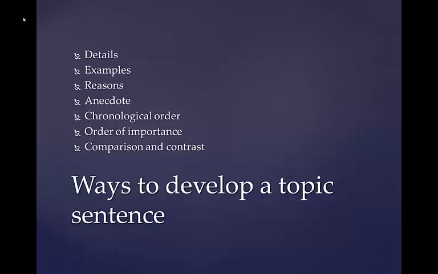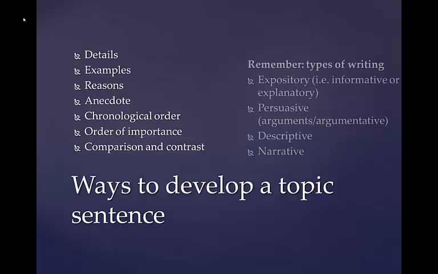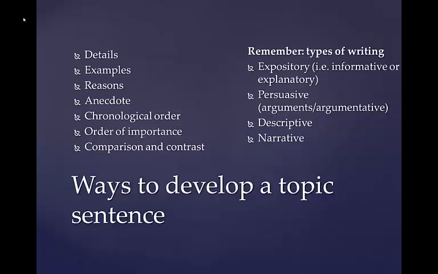Now, the next 3, chronological order, order of importance, and comparison and contrast, are all also ways that you can develop your topic sentence. Those are discussed in the reading that you have for today, page 76 and 77. Now, why I talked to you about the 4 types of writing is that on page 76, you are going to write a paragraph.